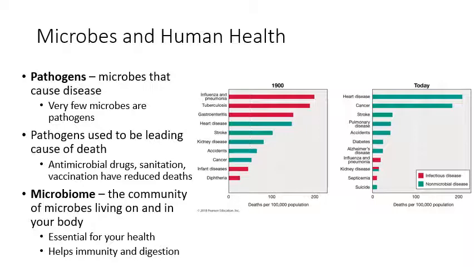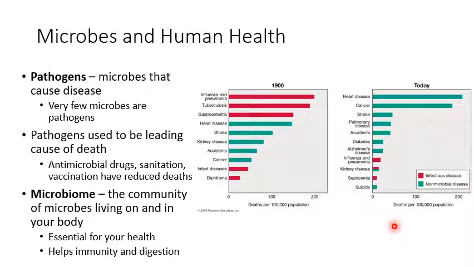Once upon a time, pathogens or diseases caused by pathogens were the leading cause of death. So in this graph here, you can see that around 1900, the leading causes of death were the flu and pneumonia. Then you had tuberculosis. Then you had gastroenteritis, which is an intestinal disease. These conditions are all caused by pathogenic microbes. So microbes were killing people more than any other thing back at the turn of the century.